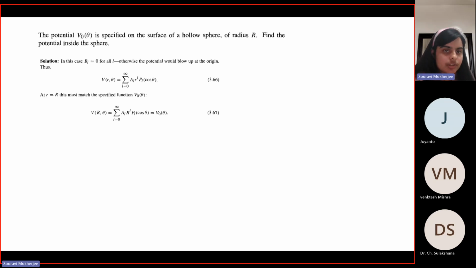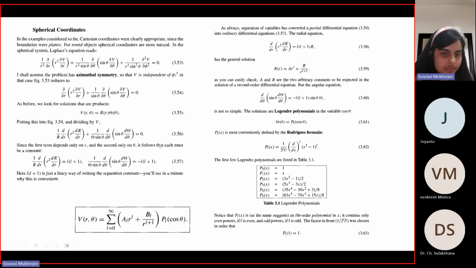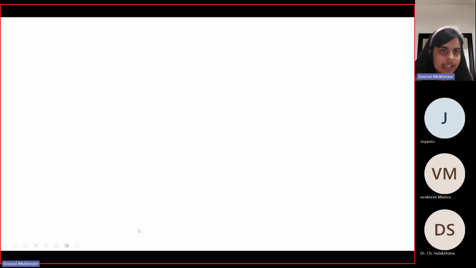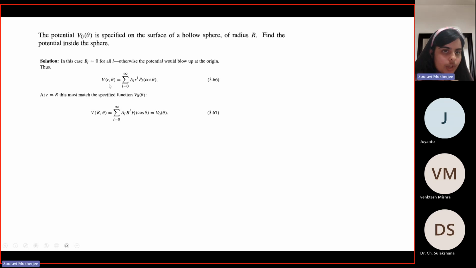Here, because we are trying to find the potential inside, if I go back to the most general form, your expression of potential should be valid for R equal to 0. And you see that this term would blow up if you put R equal to 0. That means whenever you're trying to find the potential inside a spherical region, you have to have B equal to 0. So in that case, your general form of potential will look like this.